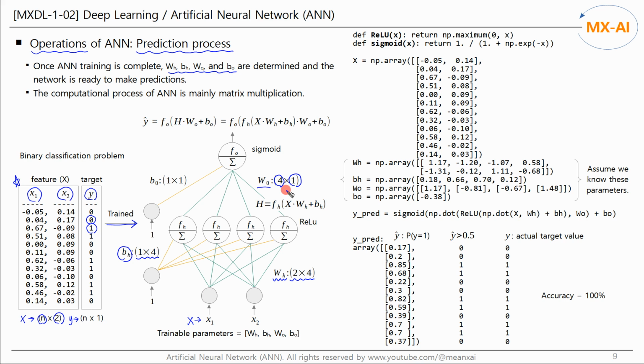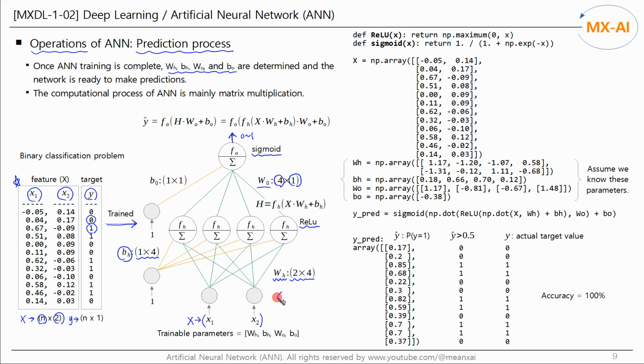We will use the ReLU activation function for the neurons in the hidden layer. Since the target value of the data is 0 or 1, the output of this network must also be a value between 0 and 1. Therefore, the neurons in the output layer use a sigmoid activation function. Now let's input the feature data, matrix X, into this neural network.